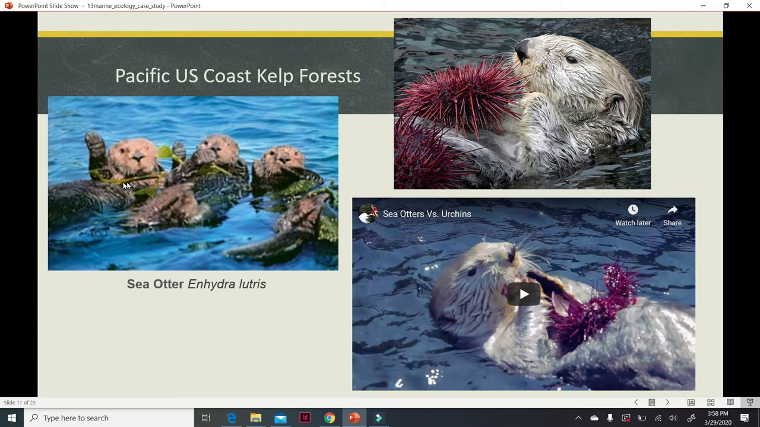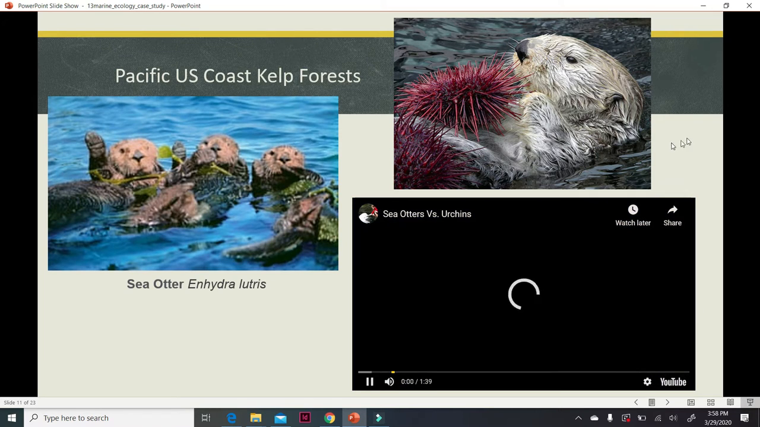They also like to wrap themselves in kelp. See how they're all holding on to a frond of kelp, and they're doing that so they don't get washed away by currents, all right? So here they are, and if we look up here in the upper right, this otter is eating a purple sea urchin. And let's just look and see what that looks like when they feed on purple sea urchins.